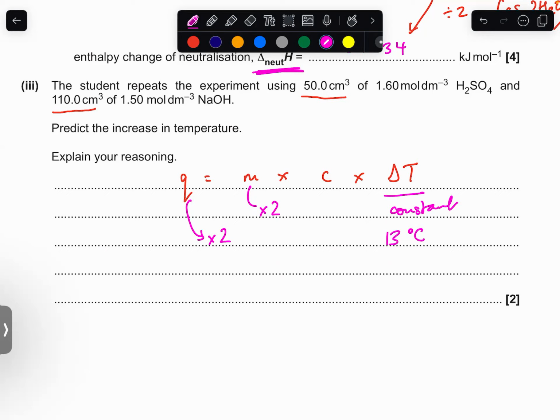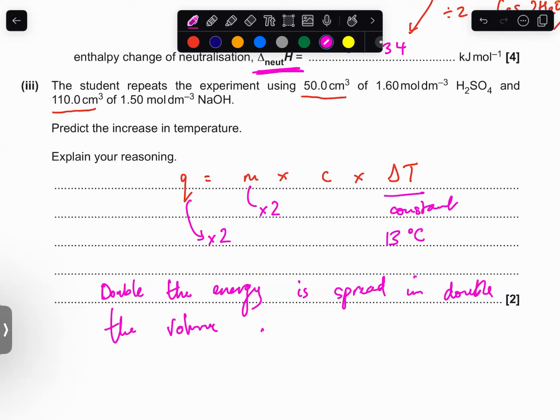Putting that into words, double the energy is spread in double the volume or mass. Okay, and just saying that the temperature will be constant or the same. Same is probably a better word. They've used same, I said constant. Or 13 degrees gives you a mark.